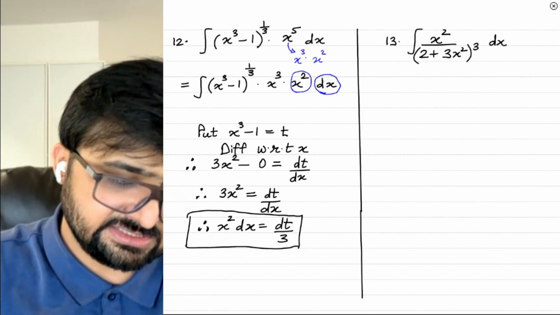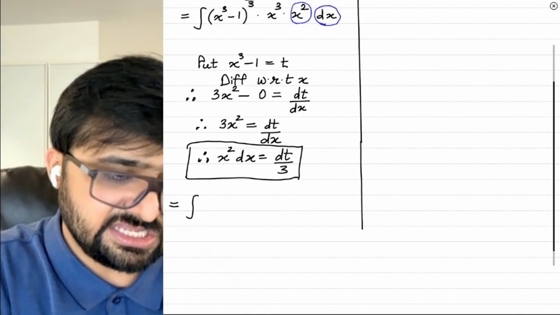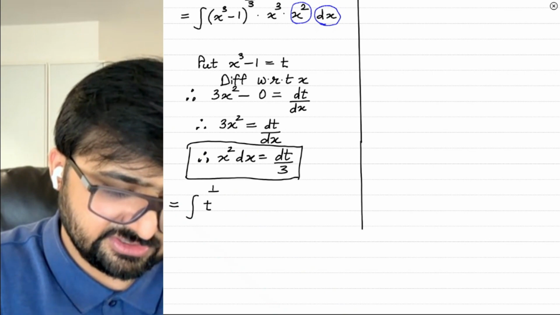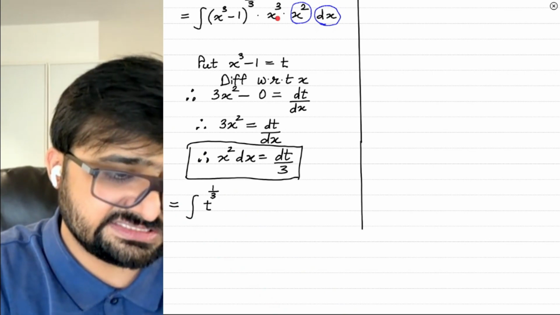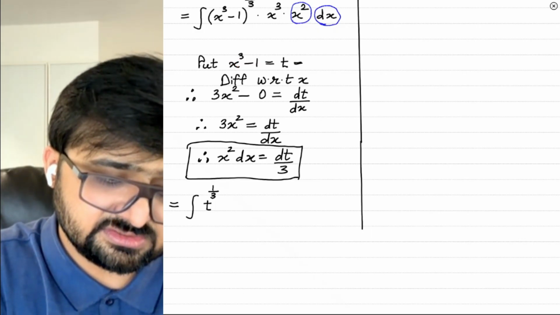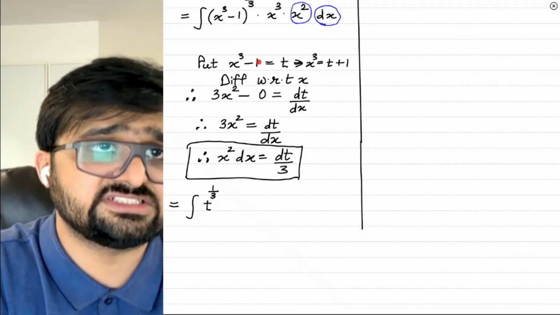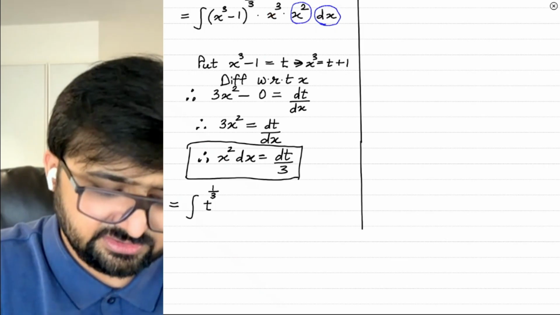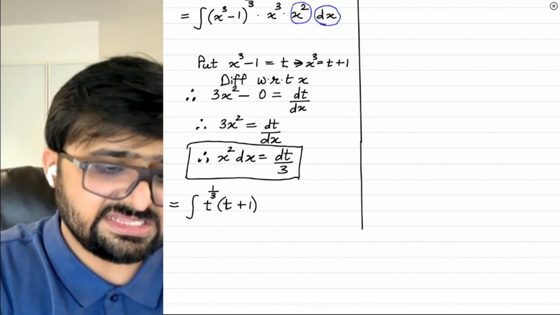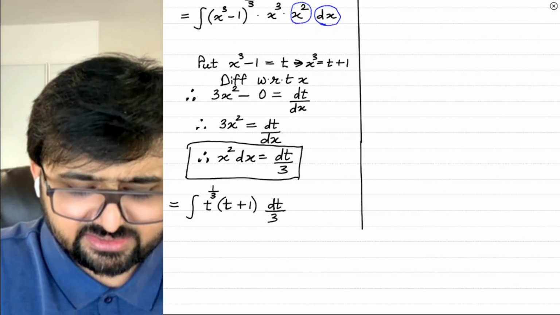If you convert the entire integral in terms of t, what you have here is the integral of, since x cube minus 1 is t, this can be written as t to the power 1 by 3. What is x cube? From here, this x cube is nothing but t plus 1. Notice that x cube is nothing but t plus 1. So this x cube here can be written as t plus 1, and that x square dx can be written as dt by 3. We convert the entire integral in terms of t.